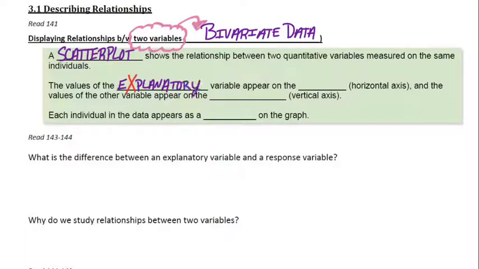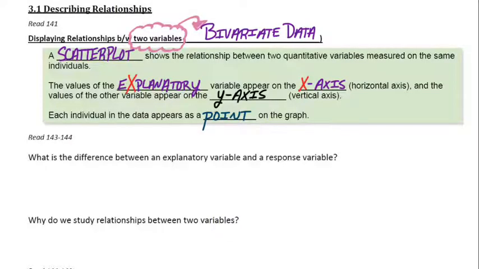The values of the explanatory variable appear on the x-axis. And notice the emphasis: explanatory, x-axis. The values of the other variable appear on the y-axis. That's the response variable. And then each individual we plot as a point on the graph. So that's your formal definition for a scatter plot.